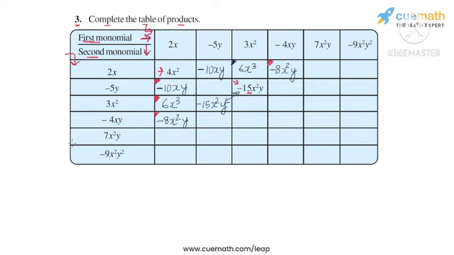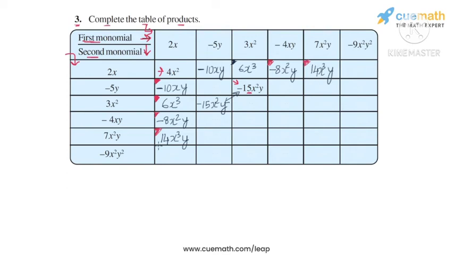Okay, then we come here to this cell. This cell will be 2x into 7x square y. So 2 into 7 is 14. So we get 14 into x square y will become x cube y, because x is being repeated thrice. And the same product will come here also, 7x square y into 2x. So this will be 14x cube y.